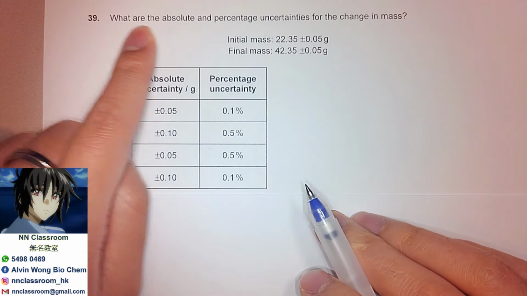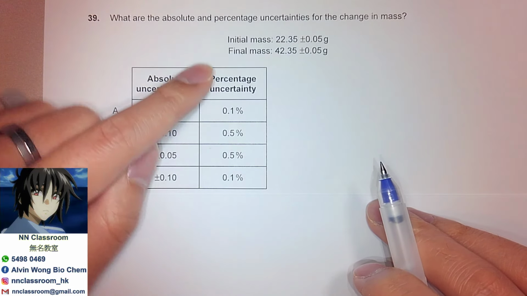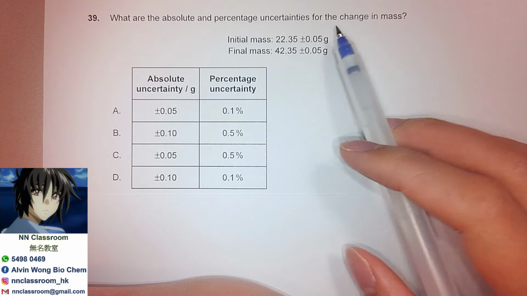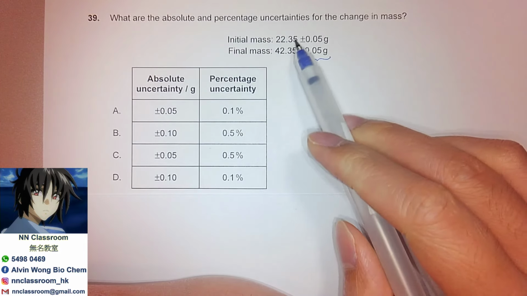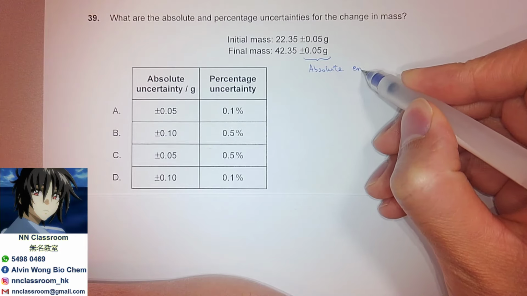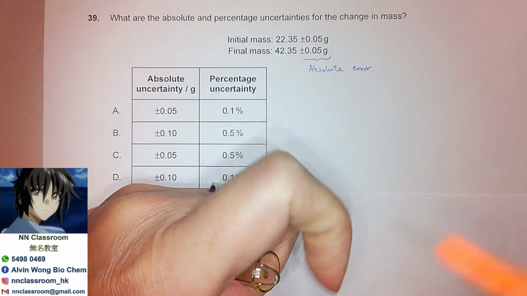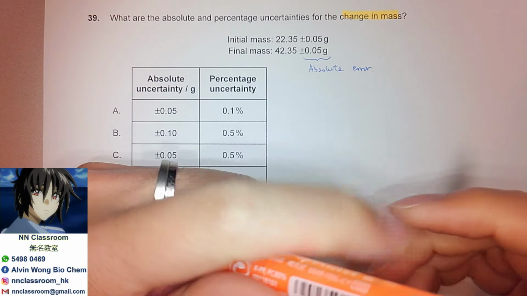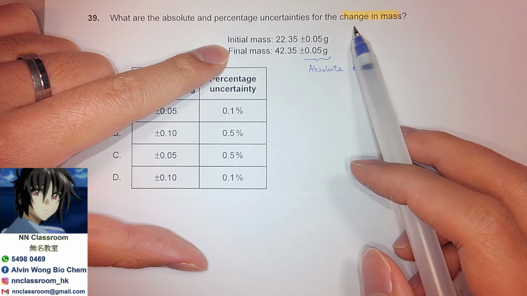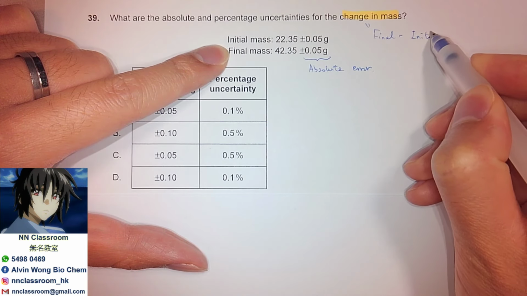Let's see, what are the absolute and percentage uncertainties for the change in mass for this case? Given the initial and final mass with absolute uncertainties as follows. Remember, everything following the data expression is what we call the absolute error, or absolute uncertainties. When we do the mass change, what we should do first is subtract the data, because change means final minus initial, simple mathematics, right?